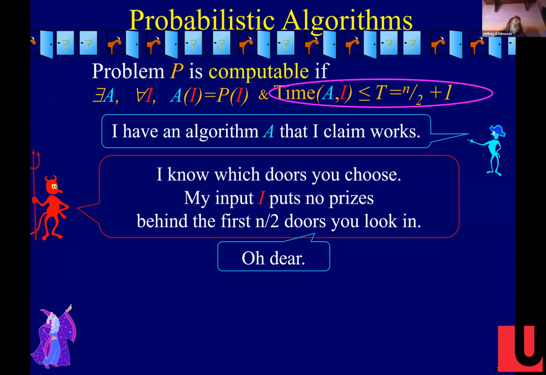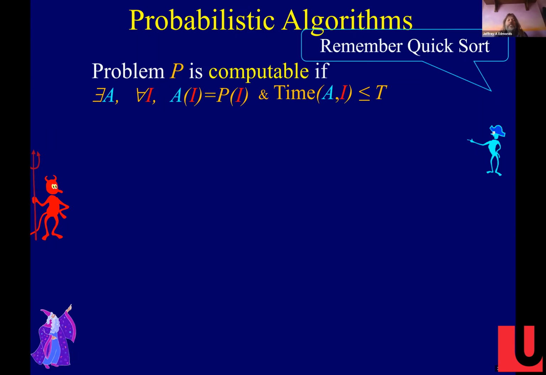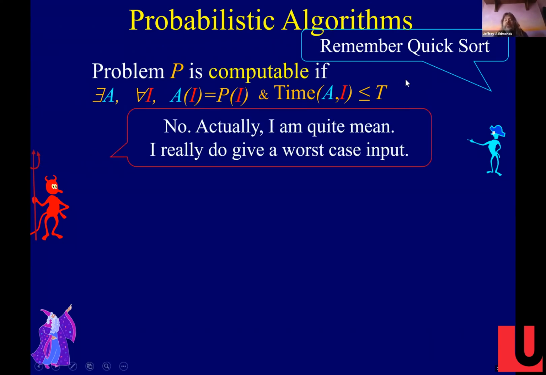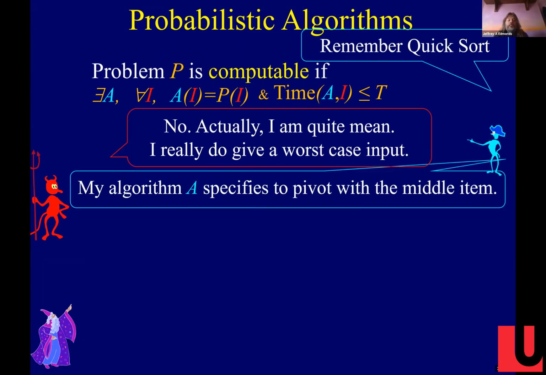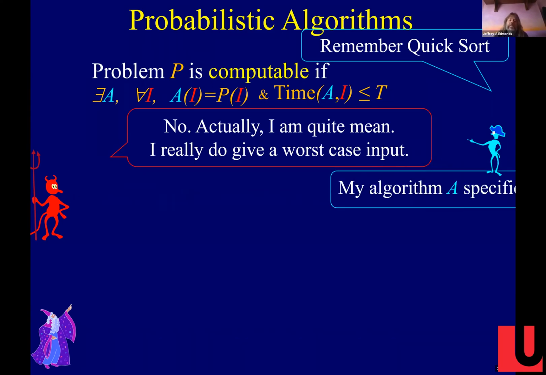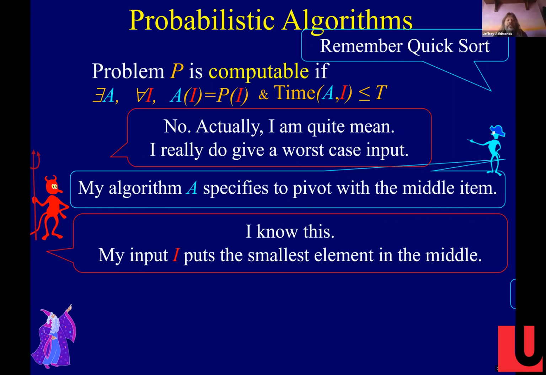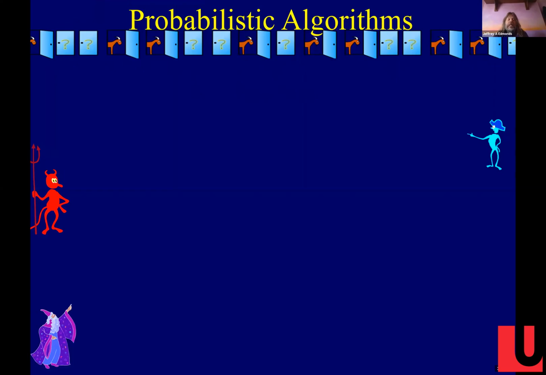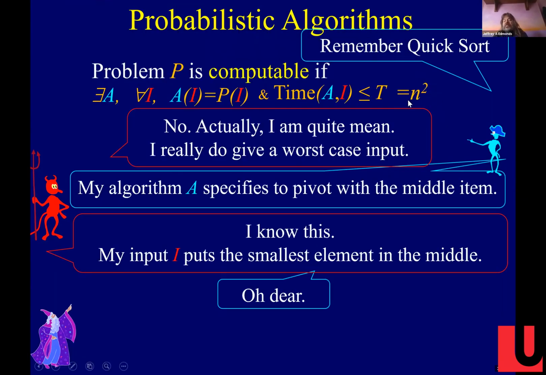What do you want to do instead? Well, you want to look at a random door. So instead, think about quicksort. You might not have learned quicksort yet. It's a sorting algorithm that uses randomness. Let's not worry about it. It's an algorithm which in the worst case is n squared, but with high probability, it takes n log n time.